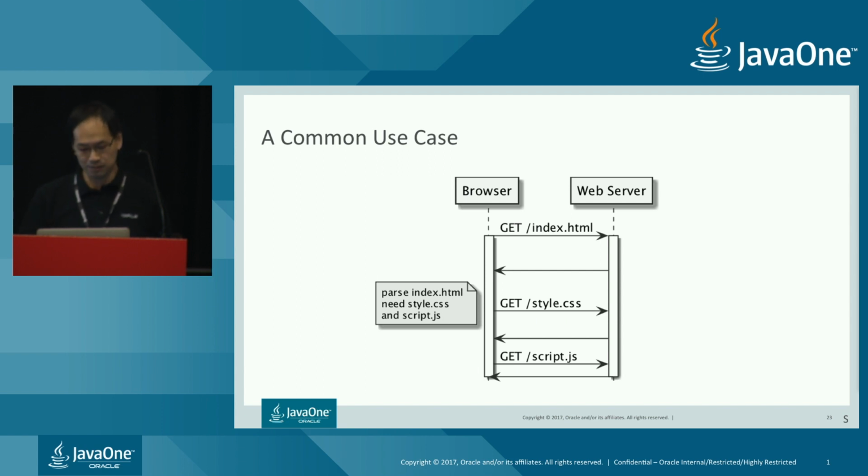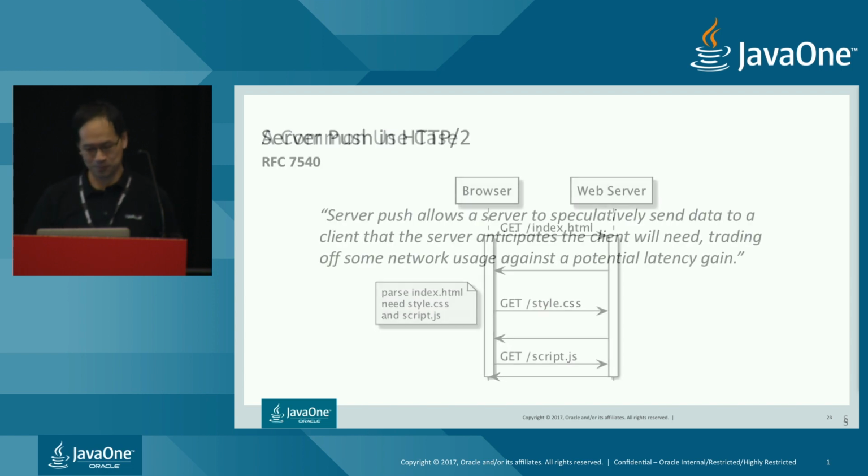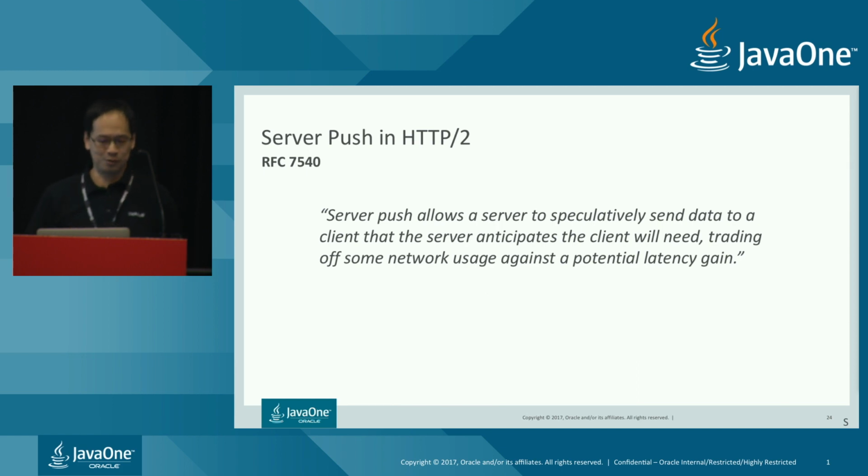Now, with this in mind, we are going to take a closer look. What is the server push? If we quote the wording from the RFC, they basically say server push allows a server to speculatively send data to a client that the server anticipates the client will need, trading off some network usage against the potential latency gain. Now, what does this mean? Okay, you're allowed to send data from the server to the client without the client asking for it.